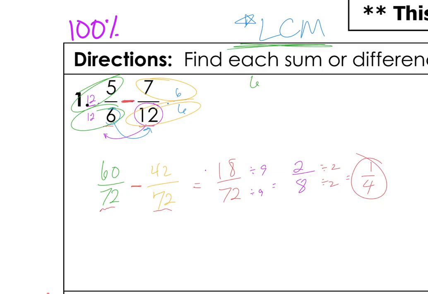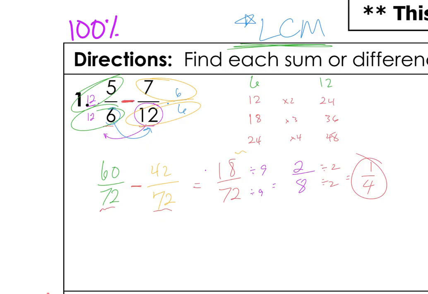You have a 6 as one denominator. You have a 12 as the other. If you were to multiply them both by 2, you get 12 and 24. If you multiplied by 3, you would get 18 and you would get 36. If you multiplied by 4, you get 24 and you get 48. And I'm going to stop there for a couple of reasons.